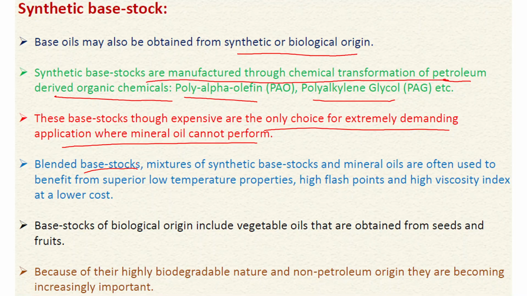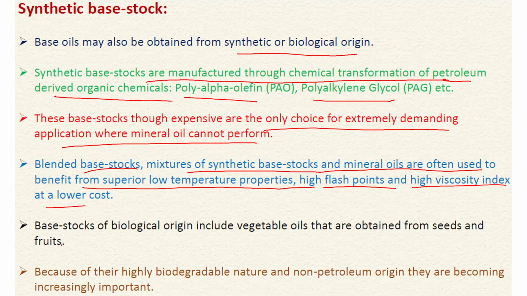Sometimes a mixture of this synthetic base stock and mineral oils is also used. Blended base stock, a mixture of synthetic base stock and mineral oils, is often used to benefit from superior low temperature properties, high flash points, and high viscosity index at a low cost. Base stock of biological origins is also gaining interest nowadays, which includes vegetable oils obtained from seeds and fruits. Why are they becoming very important? Because they are highly biodegradable in nature and of non-petroleum origin. They are becoming increasingly important.